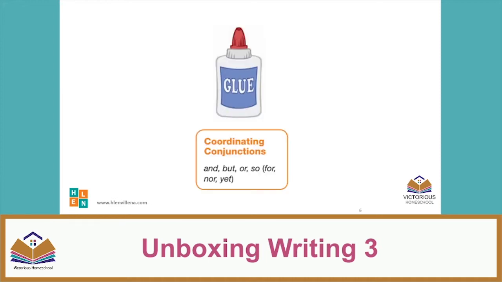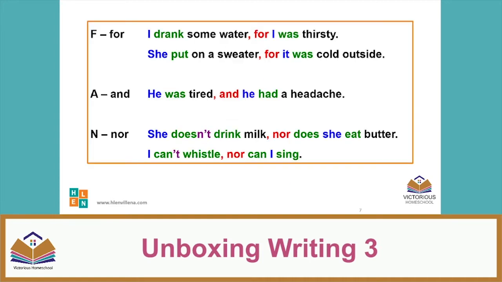Now we need to know how to use coordinating conjunctions and treat them as glue to effectively join the first sentence and the second sentence in compound sentences. So let's go through some examples using the coordinating conjunctions and expand what we learned from last time. There are 7 coordinating conjunctions and we have examples here. For example, for the conjunction for, we can have these sentences. I drank some water, for I was thirsty.